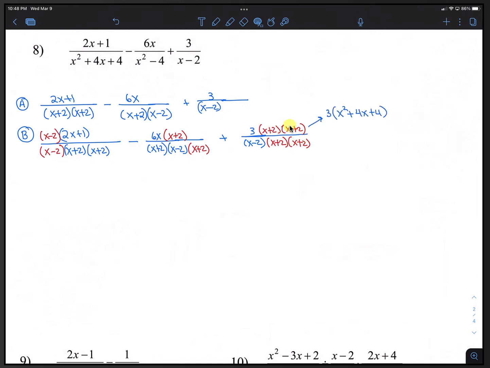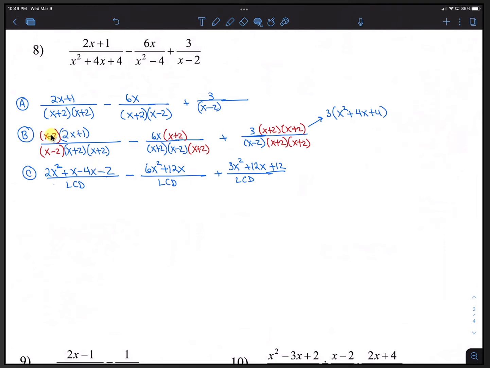Now to make it just a little bit easier or simpler, we go ahead and multiply the x plus 2 times x plus 2 together to get x squared plus 4x plus 4. And then we're multiplying all of that times the 3 that's in front. That brings us to step C.